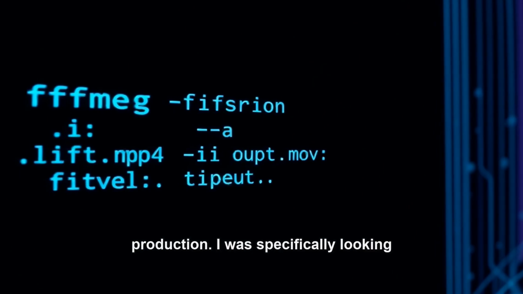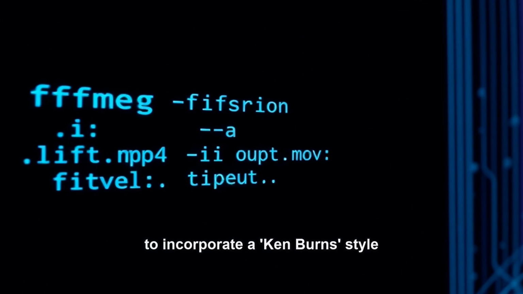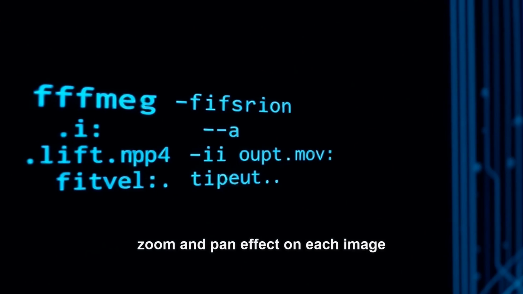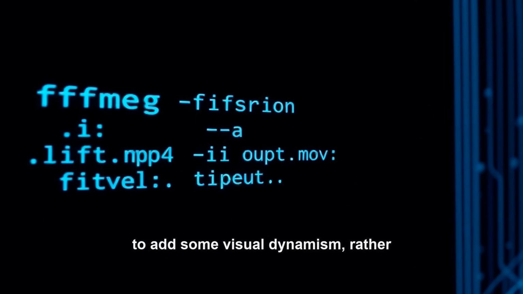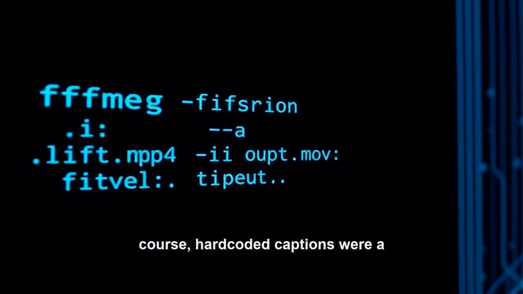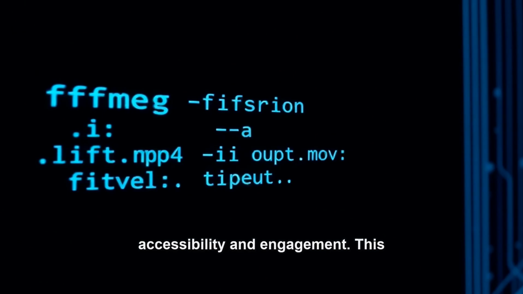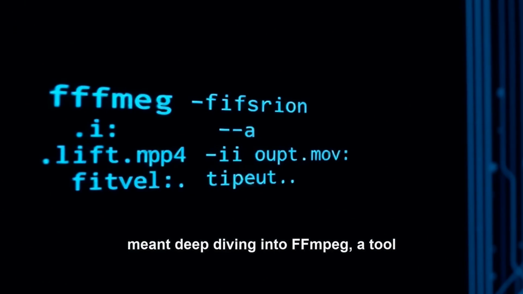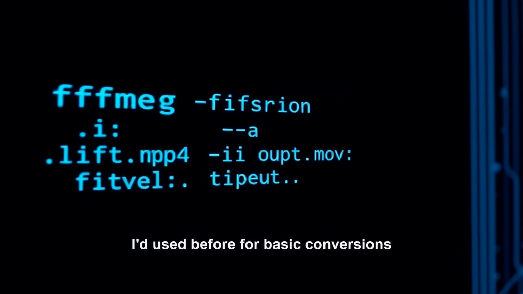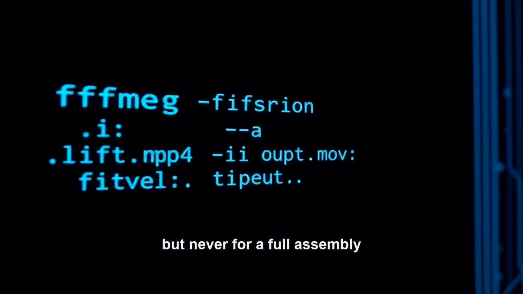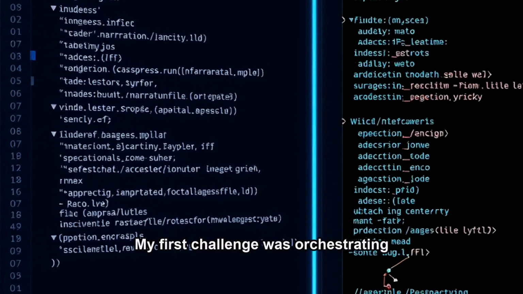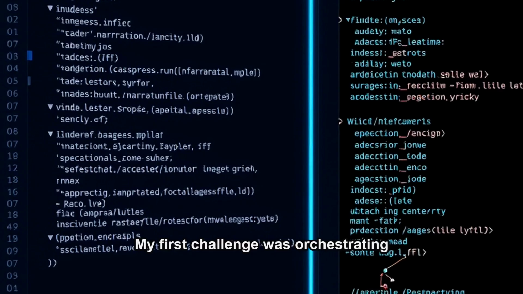I was specifically looking to incorporate a Ken Burns-style zoom and pan effect on each image to add some visual dynamism, rather than just static slides. And of course, hard-coded captions were a non-negotiable requirement for accessibility and engagement. This meant deep diving into FFmpeg, a tool I'd used before for basic conversions but never for a full assembly pipeline. My first challenge was orchestrating FFmpeg from Python.